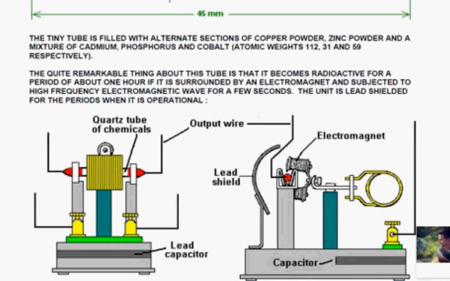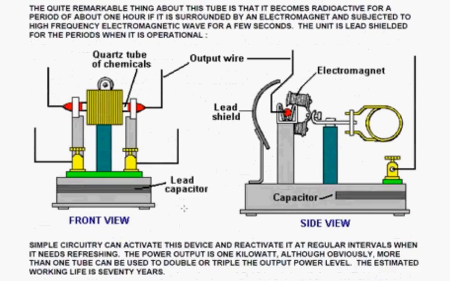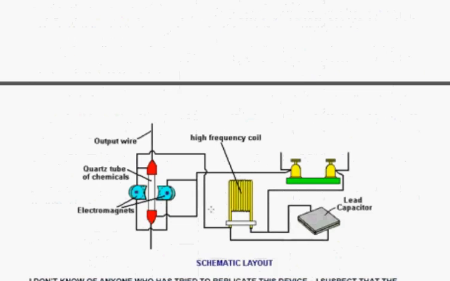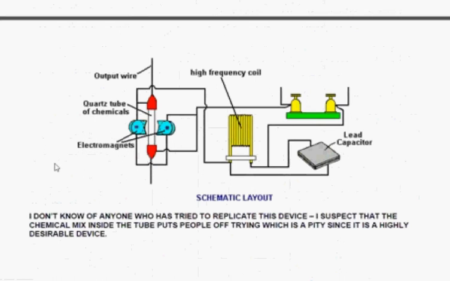This marked in red here is that little quartz tube of chemicals. The output wires coming off the end caps. This big yellow thing here is a coil, which is part of the transmission coil. So that's the front view, that's the side view, and there's a capacitor built of lead sheets built into the base. Now, the thing is, the circuit is very simple.